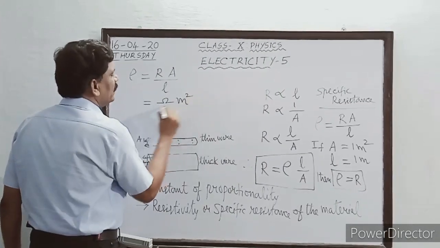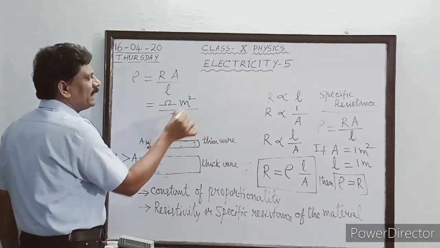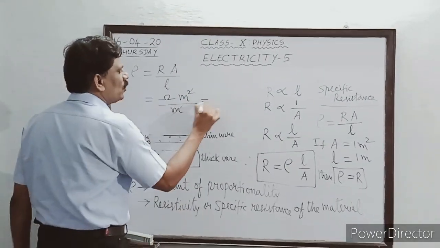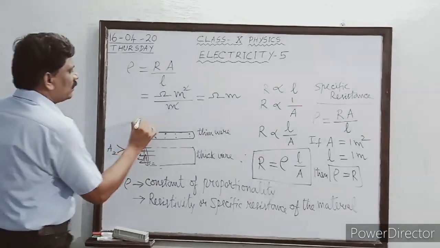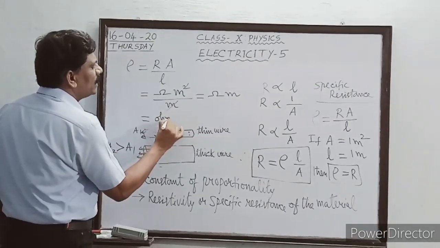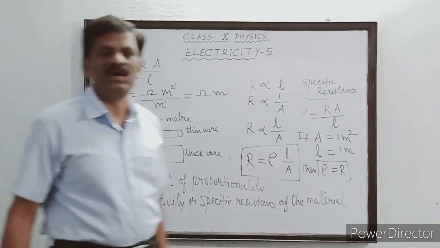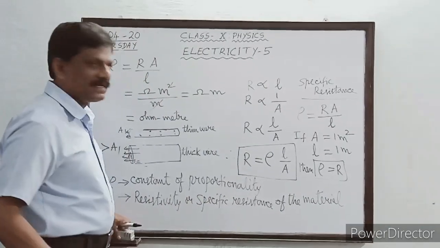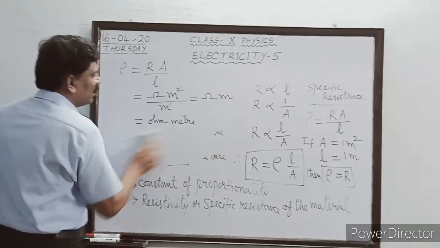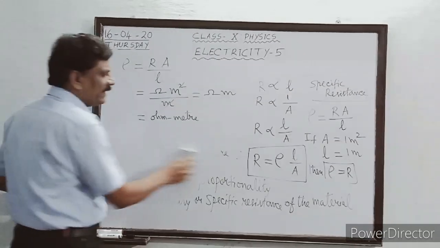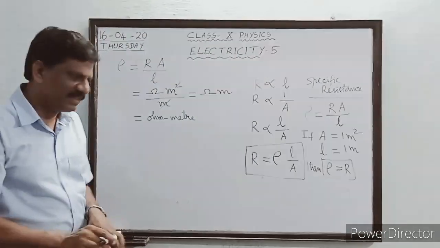Okay, meter square divided by length. Yes, it is meter. Good. You are all good. So this meter and this square term is getting cancelled. So what is remaining? It is ohm into meter. So this unit is ohm meter. Ohm meter is the SI unit of what? The specific resistance or resistivity. Good. Now, before summarizing these points, I will tell you another very important definition.